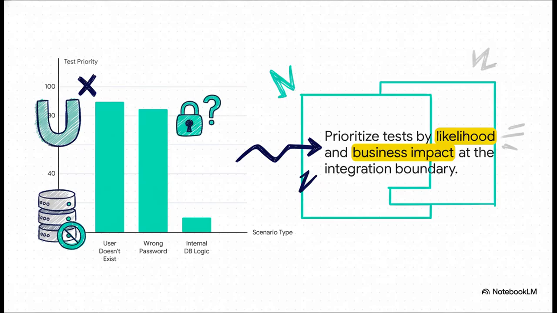What's great is that this whole process automatically helps you prioritize what to test. You immediately know what's important. Testing what happens when a user doesn't exist? High priority, for sure. That's a failure right at the boundary. But testing the internal database logic of the user service? Nope. That's not an integration test. It's important, but it's a job for a different kind of test.